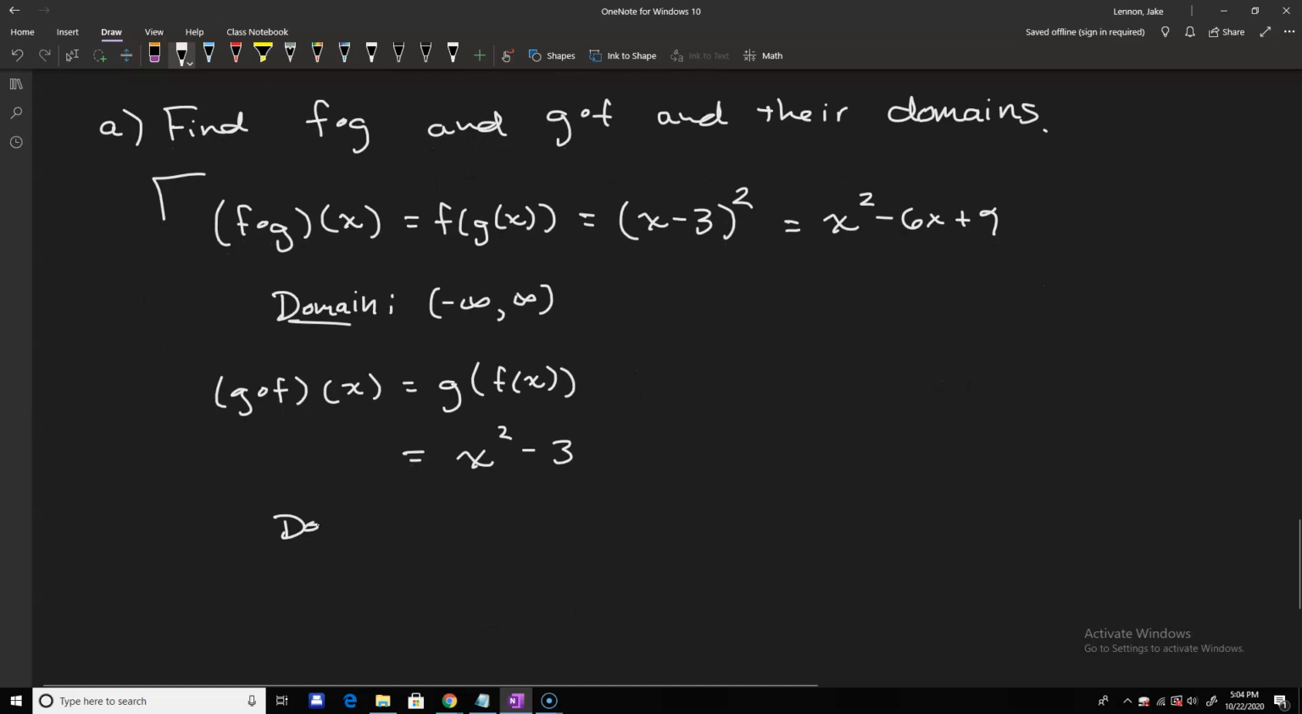But again, the domain here is going to be all real numbers, because polynomial functions always have domain all real numbers. So that's it for part A.